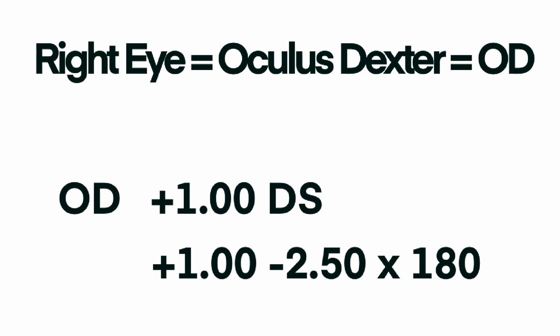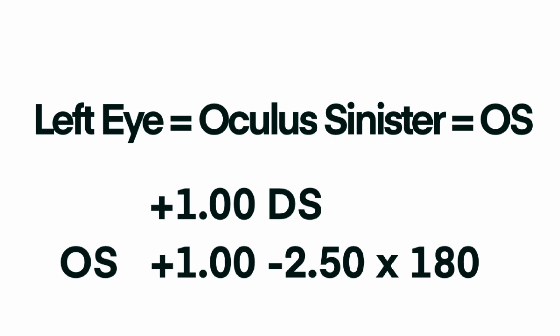Next to the prescription, you'll often see OD, meaning oculus dexter. And then the left eye's prescription will be on the bottom, underneath, in the second row, represented second or on the right. Next to the prescription, you'll often see OS, meaning oculus sinister.